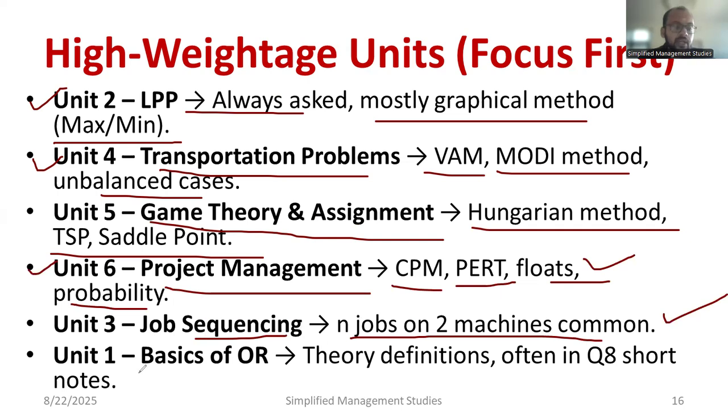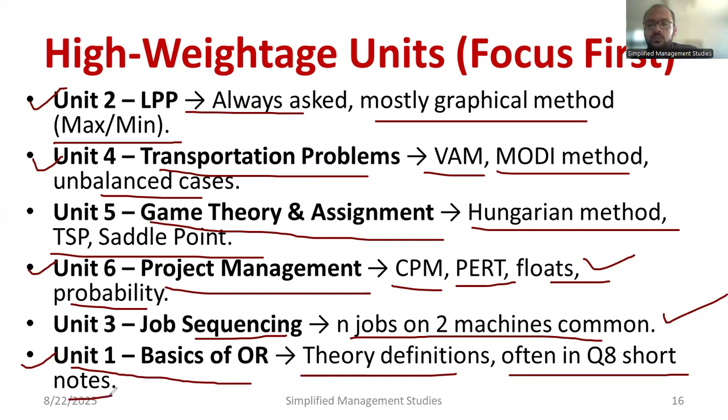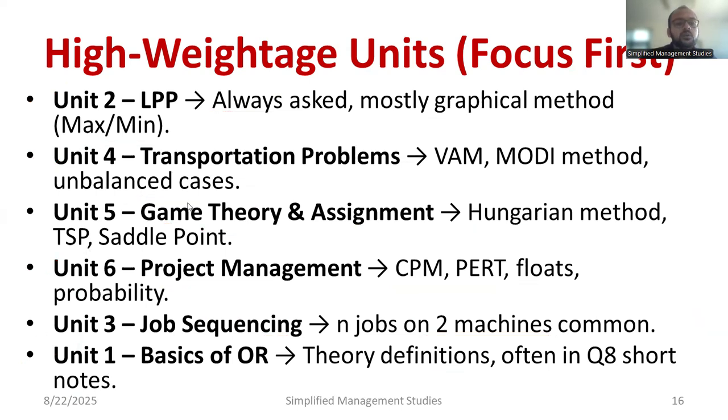Similarly, unit number one is purely theory. Those who can write the theory part very well, it is better to refer to unit number one, and you can write it at the beginning itself. Theory definitions: what is operations research, what are the challenges of operations research, what are the advantages, applications. Likewise, so many questions can be asked based on unit number one. So these are the important units we displayed according to priority.